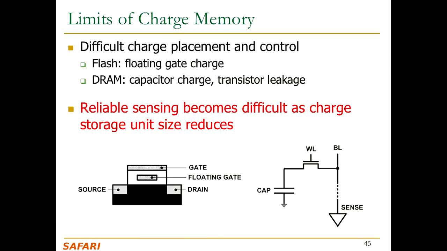But now people have reduced the size of this to very, very small nodes. As a result, you have very little charge in the gate, and that escapes easily. And that's one of the problems. The other problem is reliable sensing also becomes difficult. Retention is difficult, but reliable sensing is also difficult as the storage unit size reduces. And we've seen this with DRAM, with RowHammer. I'm going to talk a little bit more about that today.